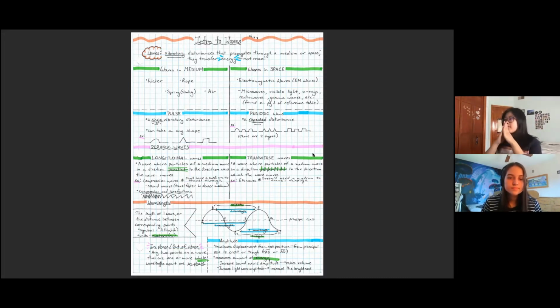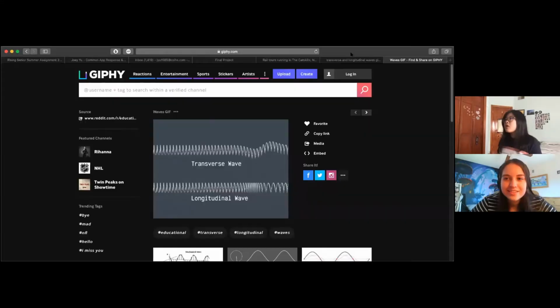They are basically the same thing, but the main difference is that longitudinal waves are where particles of the medium move in a direction parallel to the direction in which the wave moves, and transverse waves move perpendicular to it. So here we can see this is a transverse wave and this is a longitudinal wave.